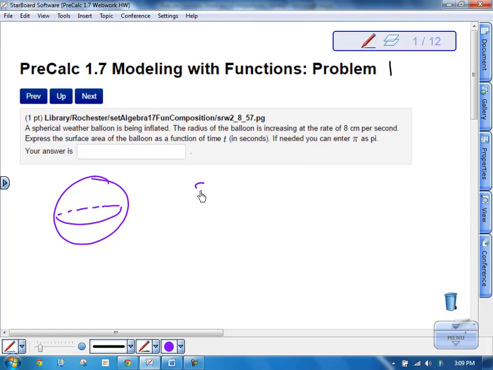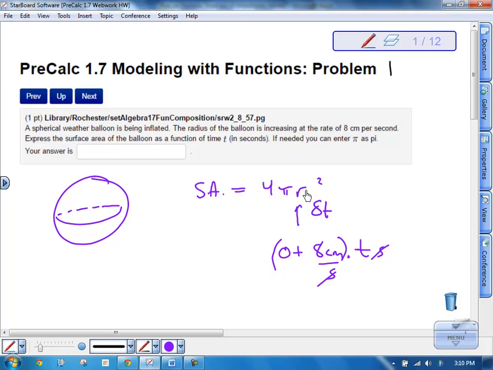Okay, so surface area, first of all, the formula is 4 pi r squared. Now it wants us to express the radius as a function of time. So let's say the radius starts at 0, and we're adding 8 centimeters every second. We need to multiply that by t because you need to get rid of the seconds so that the radius is a length. So you need to multiply by t seconds so that the seconds cancel, and the radius will now be a length. So that's just 8t. You get rid of the units and get rid of the 0, it's just 8t.